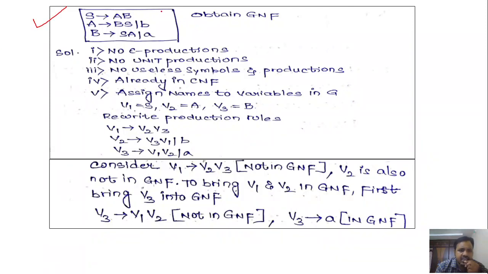This is a context-free grammar. For this CFG, we have to obtain the GNF. So we have to convert this CFG into GNF in sequence. First thing, we have to check for epsilon productions. There are no epsilon productions, so no change in productions. As there are no unit productions in the grammar, the grammar remains the same. Then check for useless symbols and productions. A and B are reachable from the start symbol capital S. So no useless symbols and production rules are present.